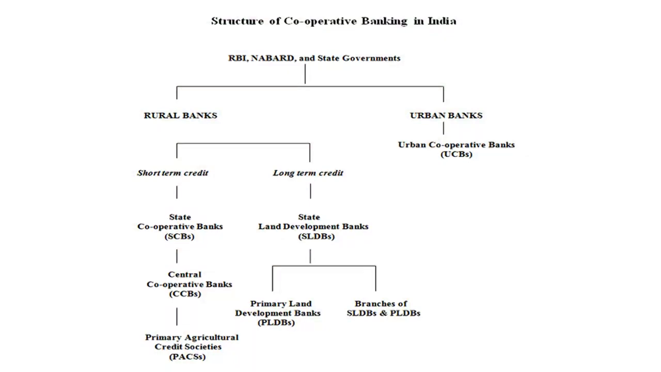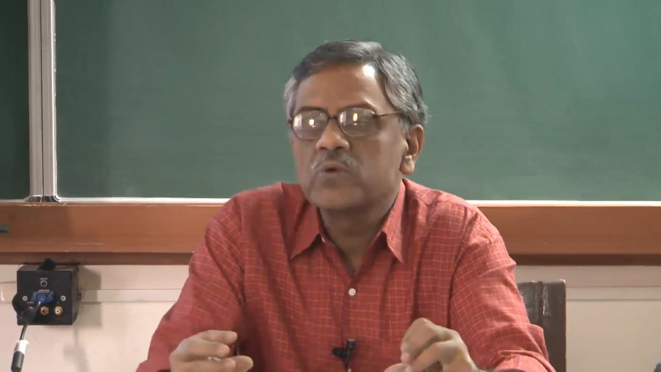Now, I come to another issue. The first branch that you see, rural credit, is the oldest and the most sophisticated branch of cooperative banks in India. The rural credit is where short term credit is given, the short term rural credit. What happens here is that you have a state level bank called state cooperative bank, district level banks called central cooperative banks, and village level banks called primary agricultural credit societies. The interaction between them is very interesting.